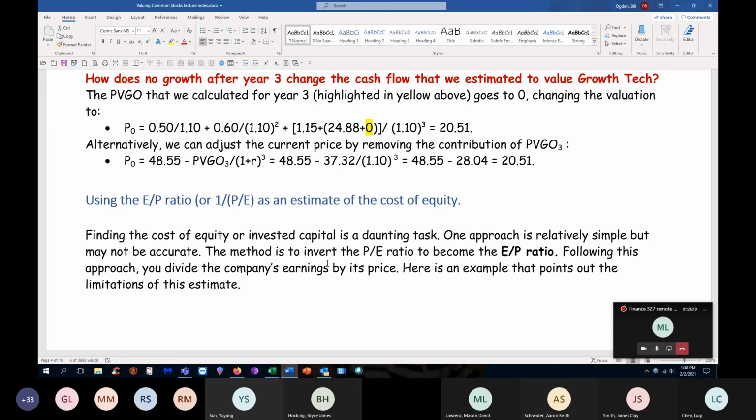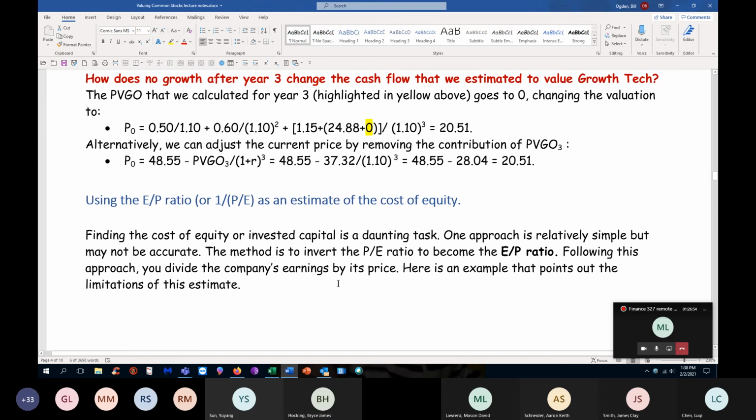Now, one approximation for a company's cost of equity is to simply flip the price earnings ratio. So if you take the price to earnings ratio and then flip it to become the earnings to price ratio, that would give you an estimate of the cost of equity. But is it a good estimate? I want you to see the limitation of doing this kind of thing.